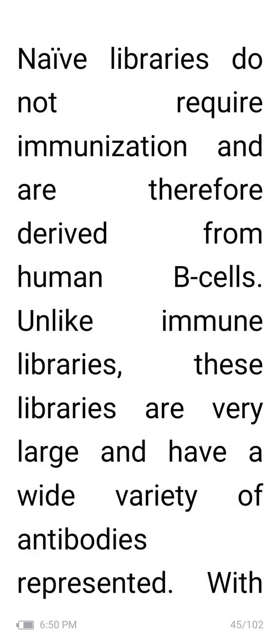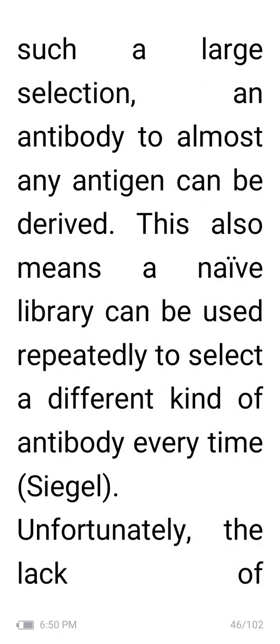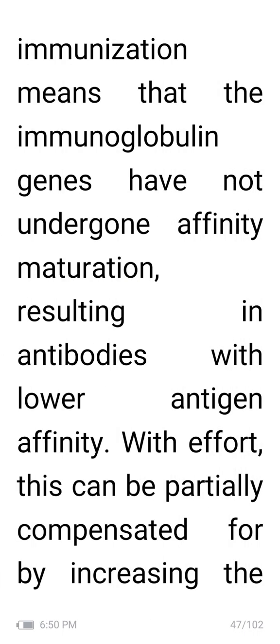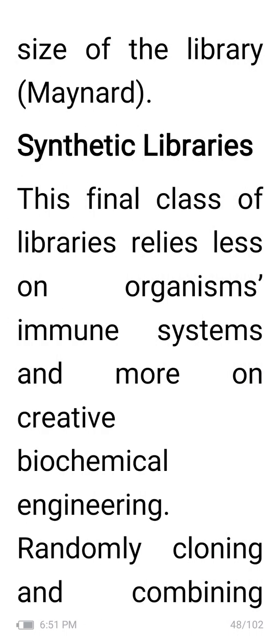Naive libraries. Naive libraries do not require immunization and are derived from human B cells. Unlike immune libraries, these libraries are very large and have a wide variety of antibodies represented. With such a large selection, an antibody to almost any antigen can be derived. This also means a naive library can be used repeatedly to select a different kind of antibody every time. Unfortunately, the lack of immunization means that immunoglobulin genes have not undergone affinity maturation, resulting in antibodies with lower antigen affinity. With effort, this can be partially compensated for by increasing the size of the library.